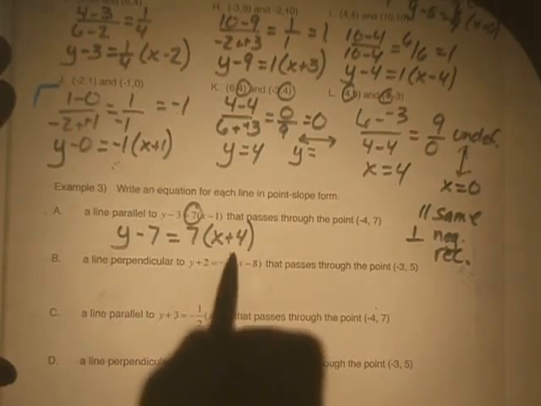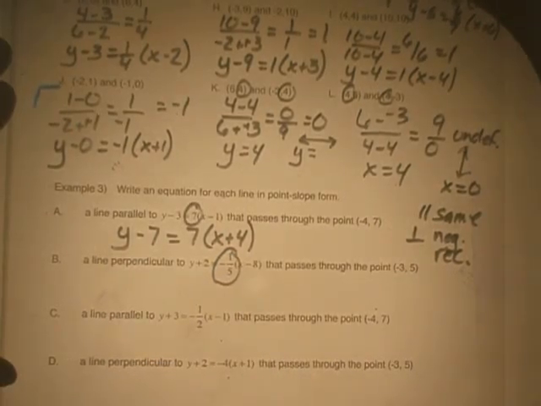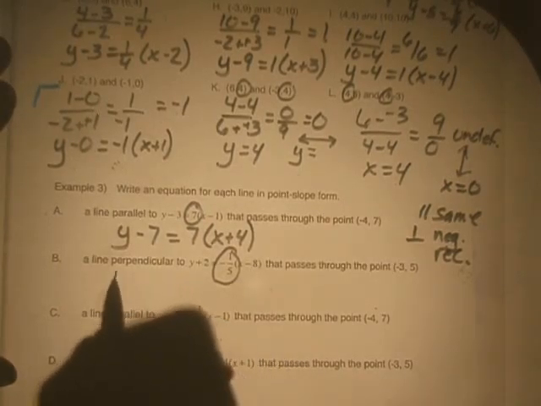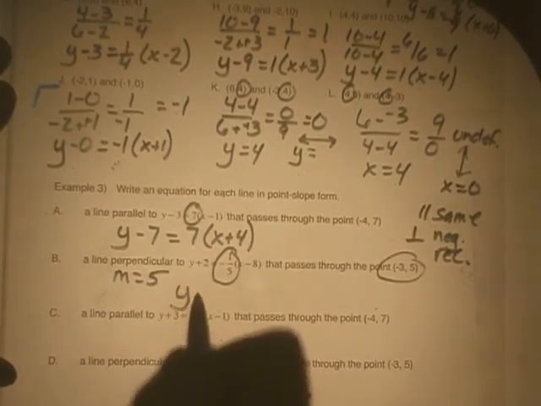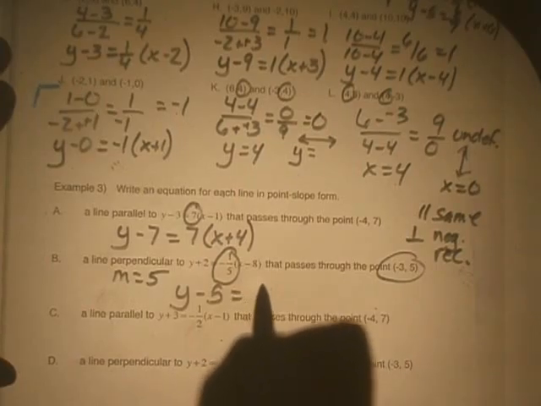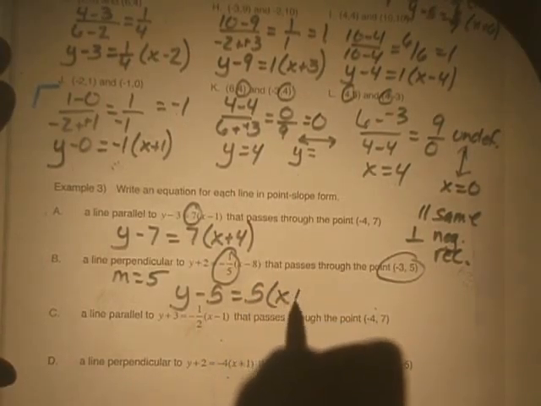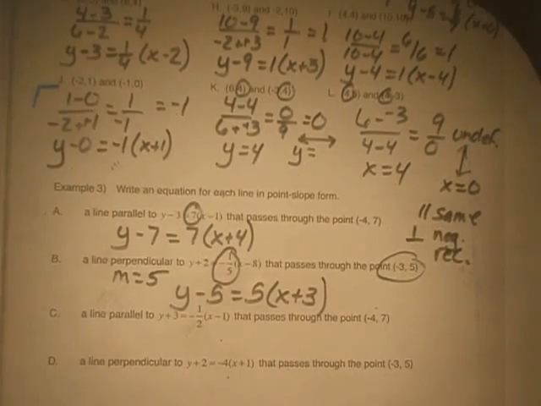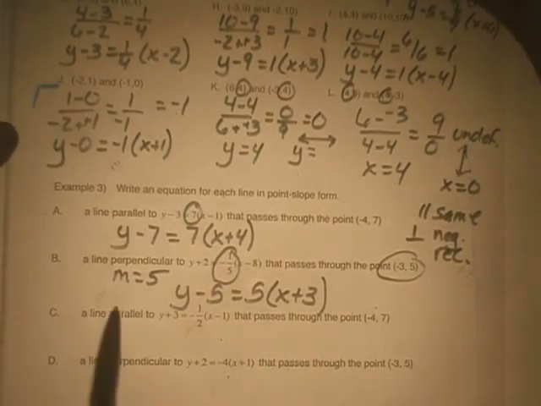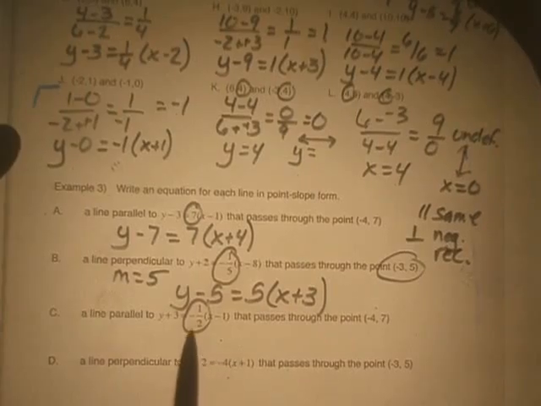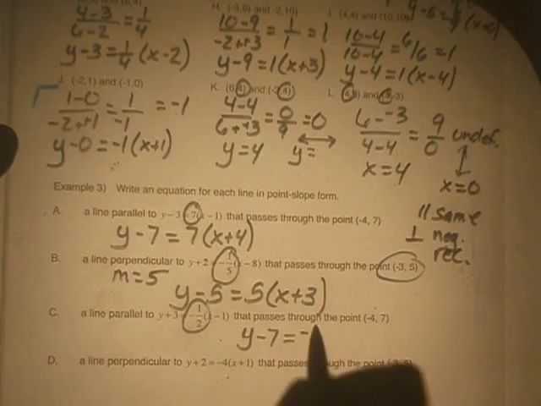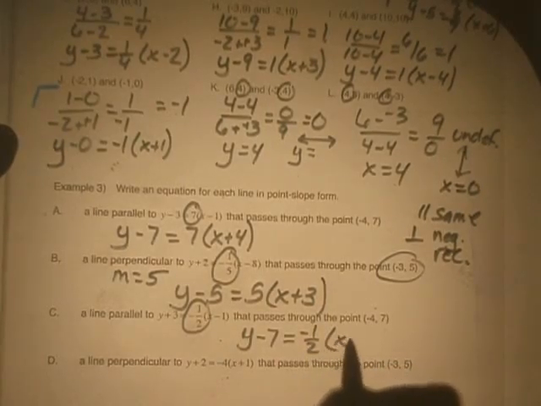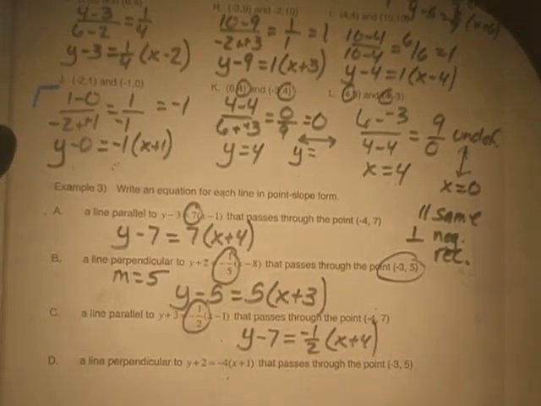Example B, we want perpendicular. Perpendicular to that will be a negative reciprocal, would be 5. And using this point, we would have y minus 5 equals 5 times x plus 3. Letter C, we're looking at a parallel, negative 1/2. So we will have y minus 7 equals negative 1/2 times x plus 4.